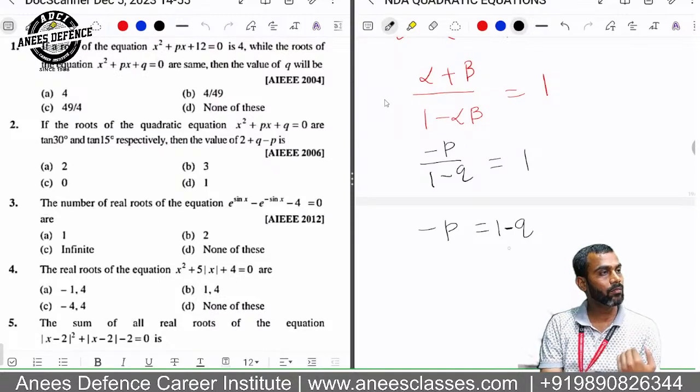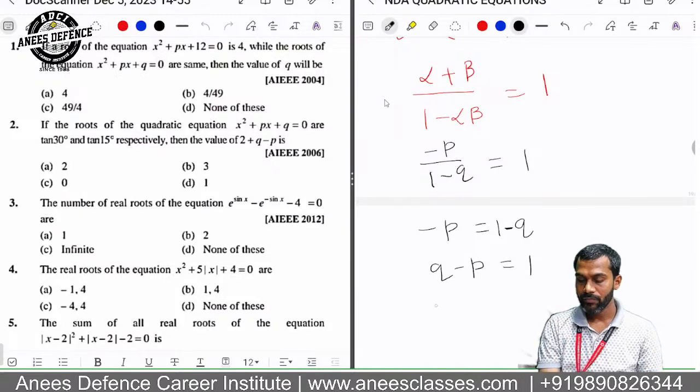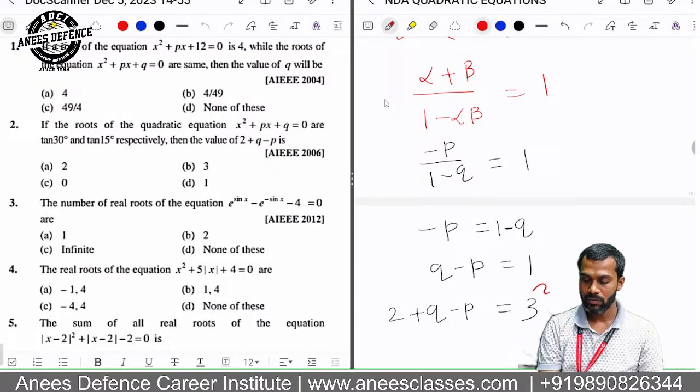So take minus q on the right. It becomes q minus p. Q minus p is equal to 1. Now add 1 on both hand sides. So what will we get? Q minus p. Sorry, 2 on both hand sides. So you'll get 3. So what is the answer? 3. I hope it is clear.